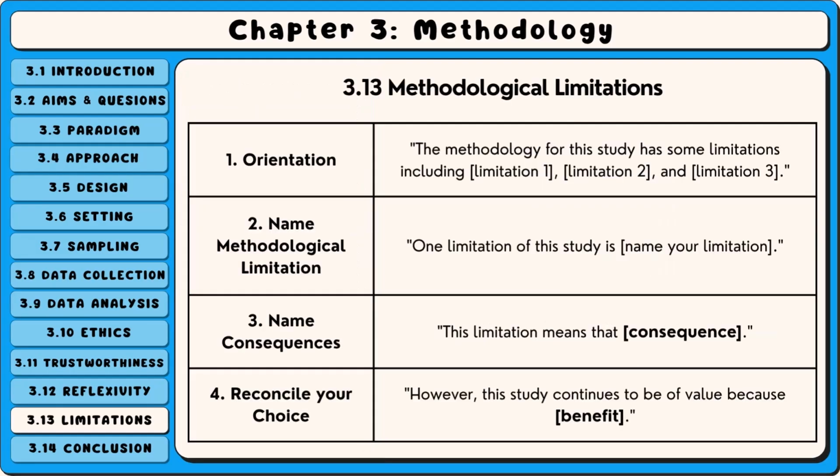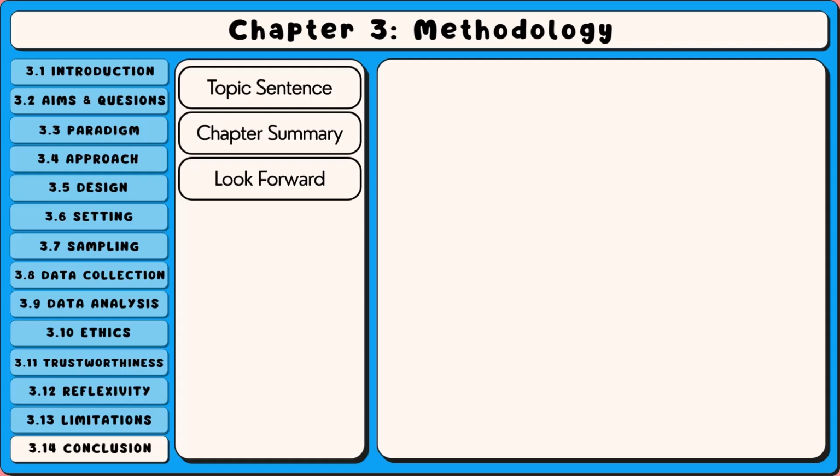That brings us to the end of section 3.13 about methodological limitations. In this section, you should have provided an orientation to the section, named your methodological limitations, named the consequences of those limitations, and reconciled your choices. Section 3.14 is the final section of the methodology and is your chapter's conclusion. The conclusion has 3 steps. First, provide an orientation topic sentence. Second, provide a chapter summary. Third, transition to the next chapter.